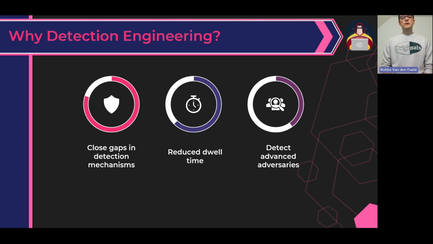The second one is to reduce dwell time. The more detections you have, the more points of detection you have, which might reduce the dwell time after an incident occurs. And the third one is to detect advanced adversaries. Once you start battling those advanced adversaries, they know how to evade a lot of things, for example an EDR solution. So you will need extra detections for specific defensive evasion techniques to spot those advanced adversaries.